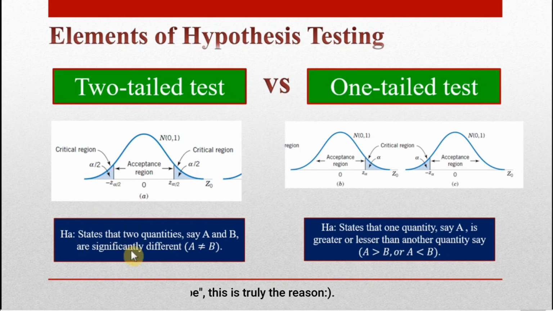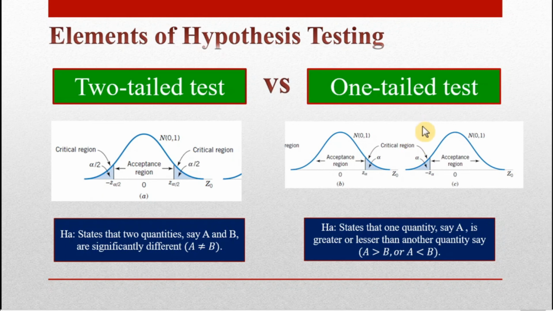This is because it is not specified in our null hypothesis that we are testing whether one quantity is greater than or less than another one. We just generally indicated there that the two quantities are not equal. So it's either A is less than B or A is greater than B. That is the reason why we do this.